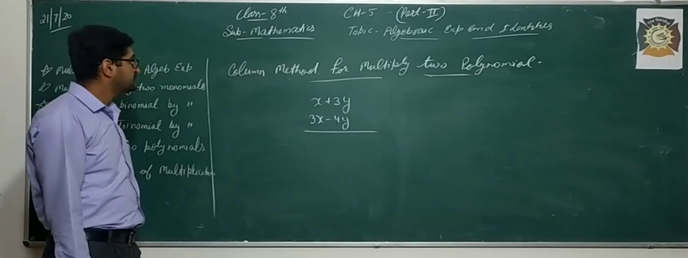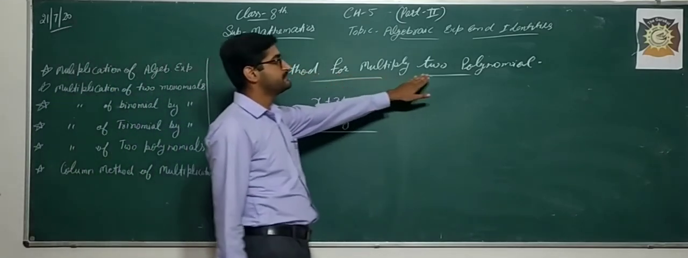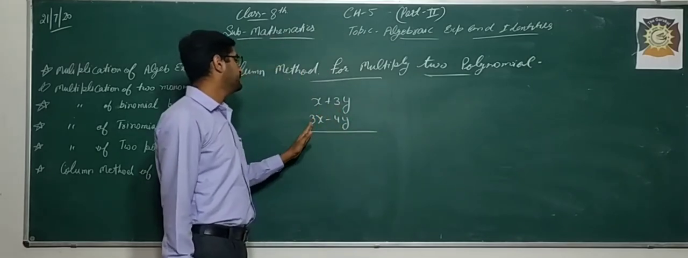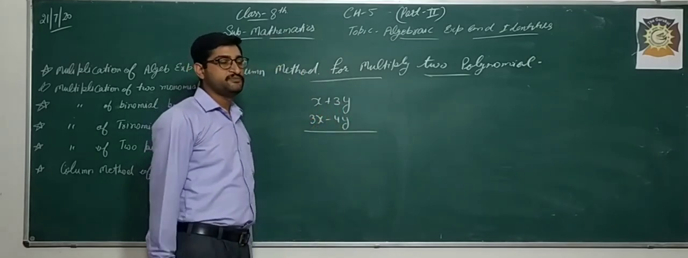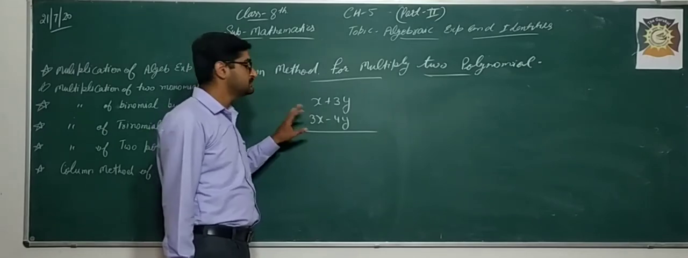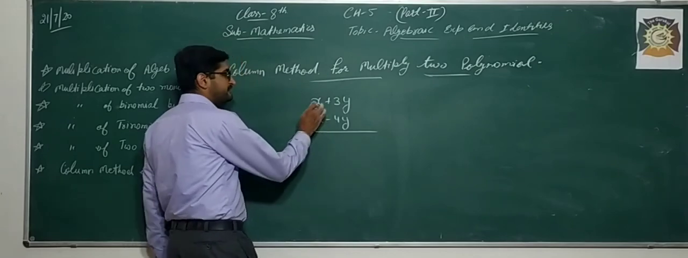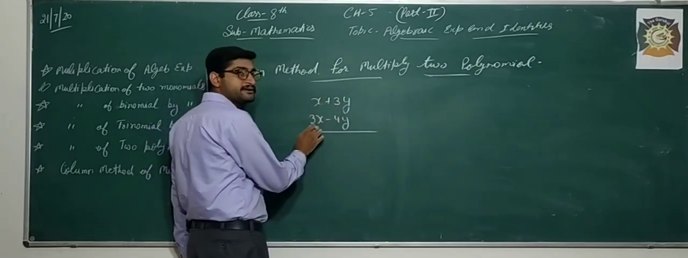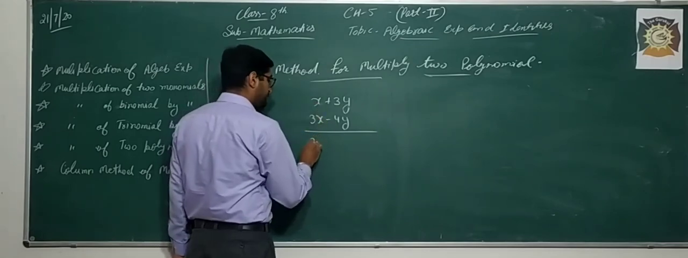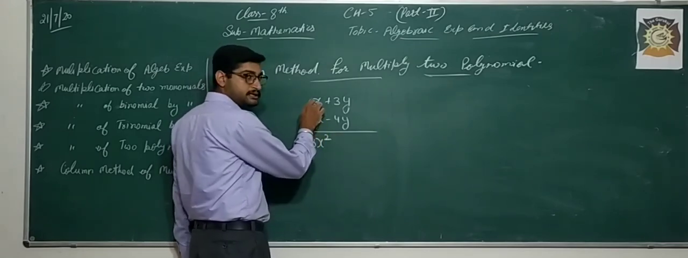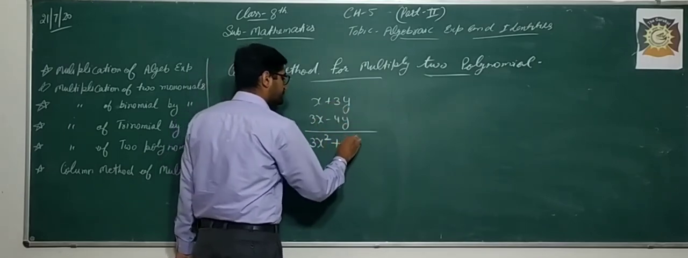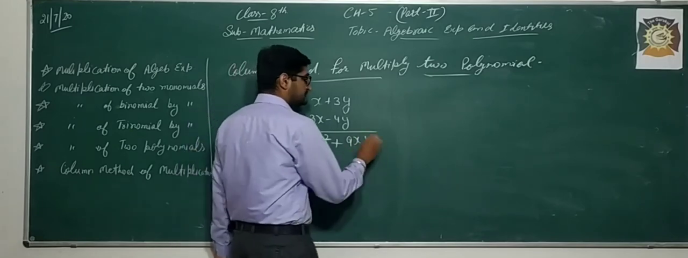Now the last topic is the column method for multiplying two polynomials. Two polynomials are there, x plus 3y and 3x minus 4y. We have to multiply these two, but we have to do it by the column method. So what will we start with? First of all, we will multiply these two terms by 3x. When we multiply 3x with x, this will be 3x square, plus when we multiply 3x with 3y, this is 9xy.